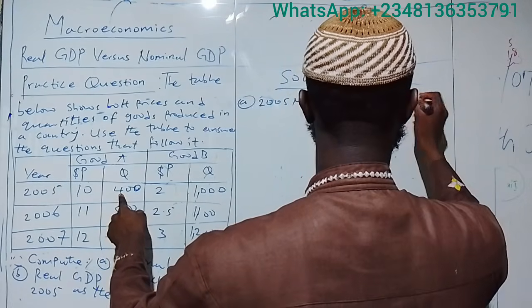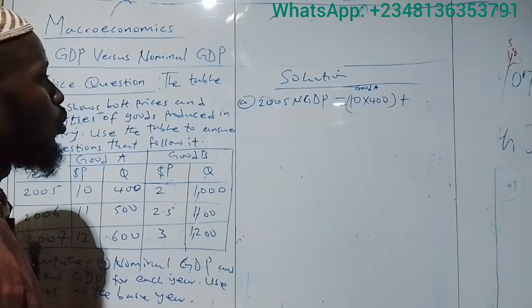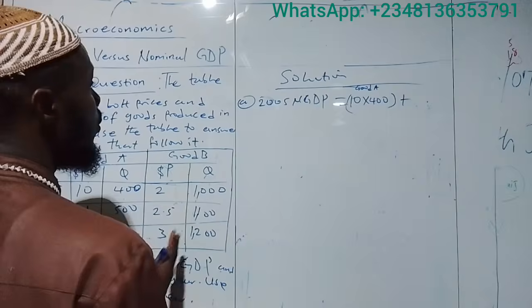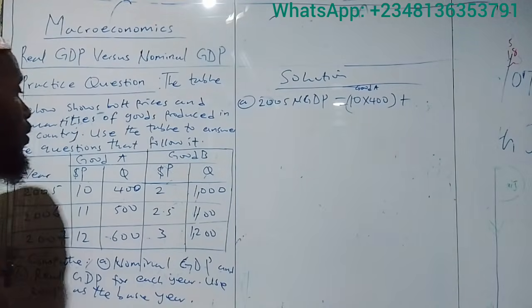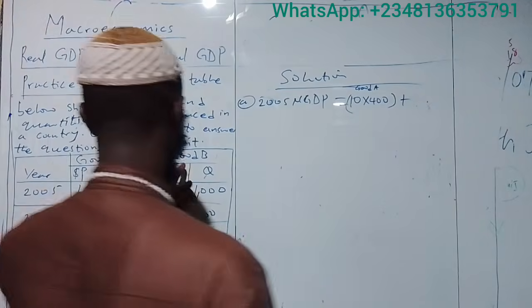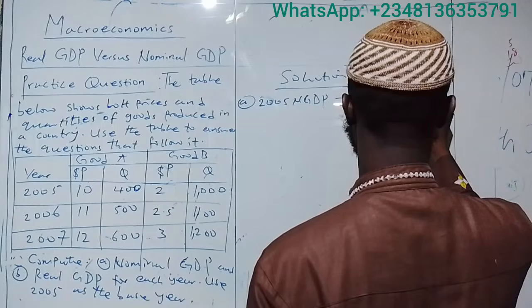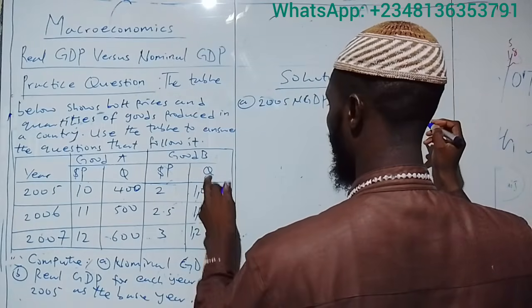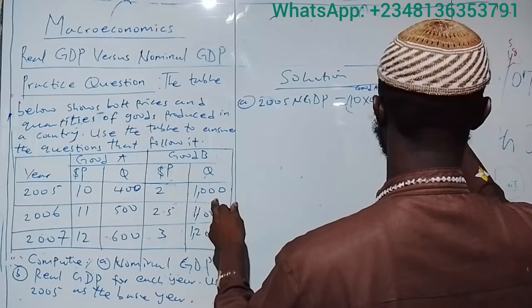Don't forget, because this country produced two goods, we have the value of good A, then the value of good B. The GDP measures the money value of all final goods produced. So now we move to good B. That same year, the price is multiplied by the quantity, which is 1000. So this is good B.